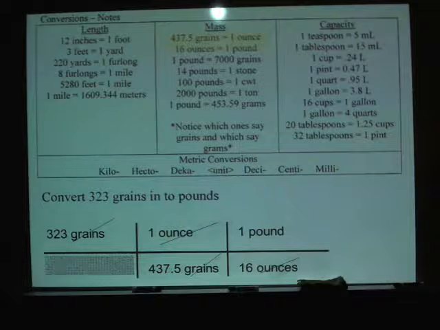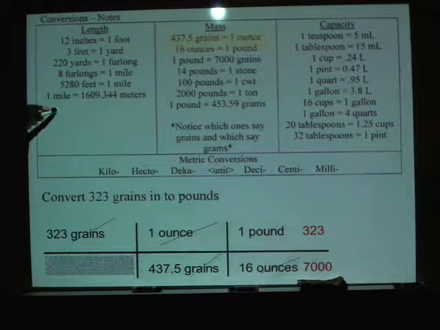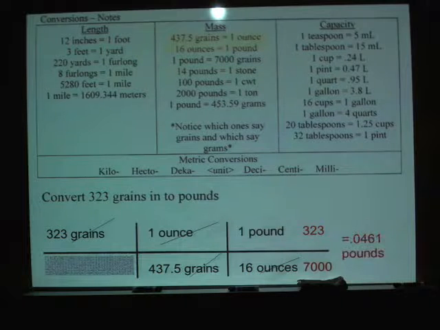All right, since pounds is the only thing I haven't crossed out now, I'm ready to go ahead and solve. I'm going to multiply across the top, multiply across the bottom, and divide the two. 323 times 1, that's one of the nicer multiplications I could have given you. 323. The bottom is 437.5 times 16, which is 7,000. So I'm going to take 323 and divide by 7,000, and that's 0.0461 pounds. So 323 grains is 0.0461 pounds.